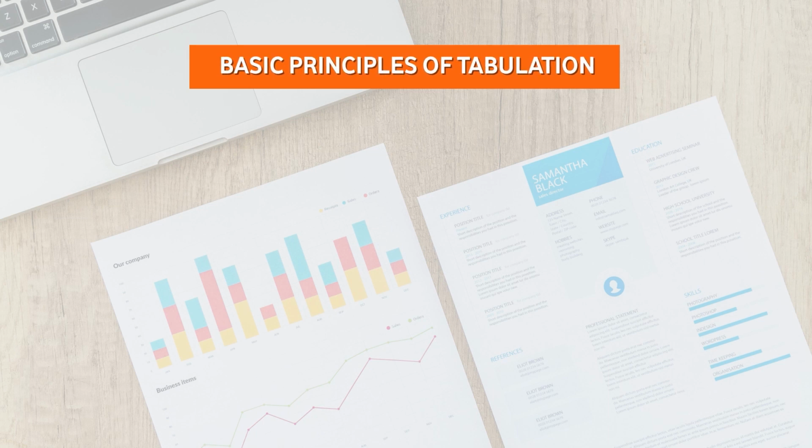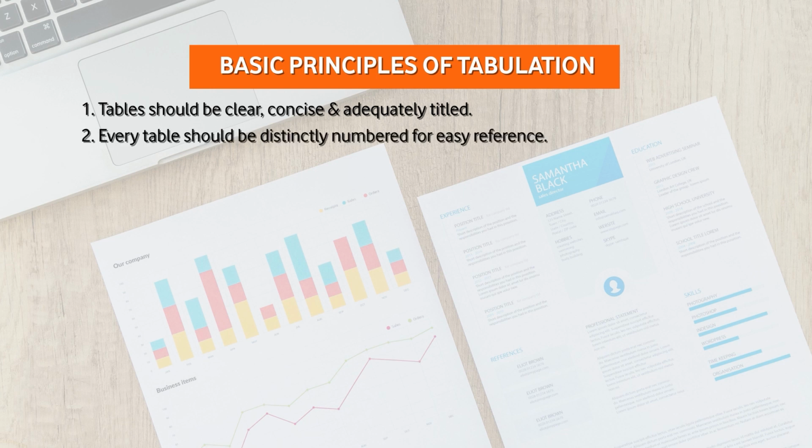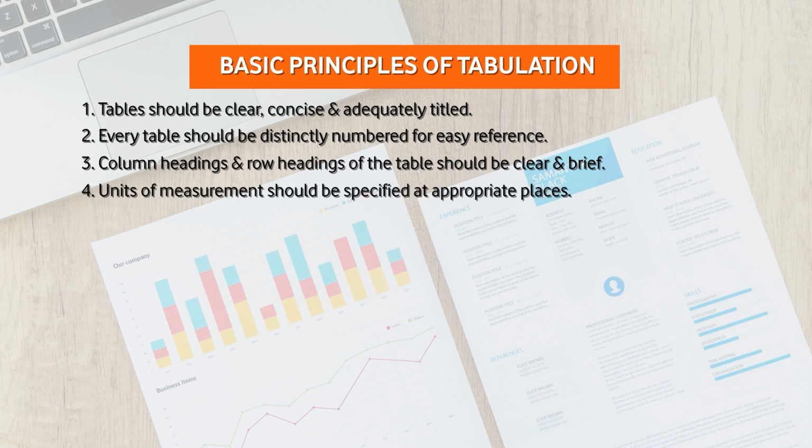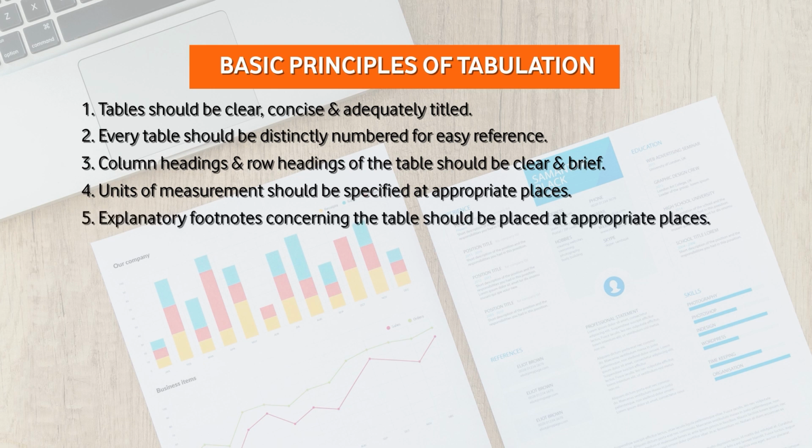There are basic principles of tabulation to be followed by the scholar or editor whenever they work on it. The first principle is that tables should be clear, concise and adequately titled. The second is that every table should be distinctly numbered for easy reference. Otherwise, it is a part of a poor editing process, without having the numbering, coding or source information. The column headings and row headings should all be clear and brief. Units of measurement should be specified at appropriate places, and explanatory footnotes concerning the table should be placed at appropriate places. The sixth point is about sources of information: the data sources should be clearly indicated. These are the basic principles of tabulation.